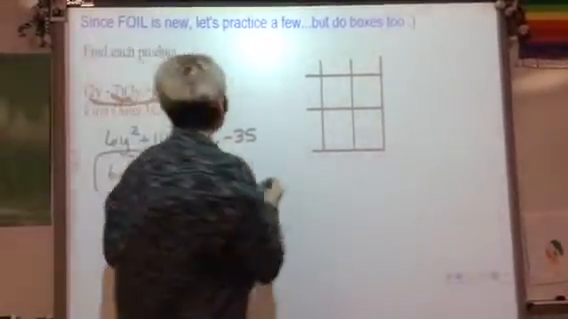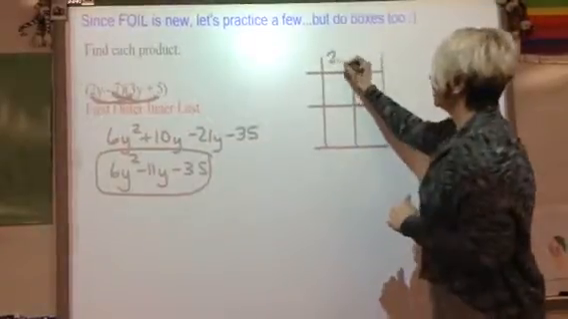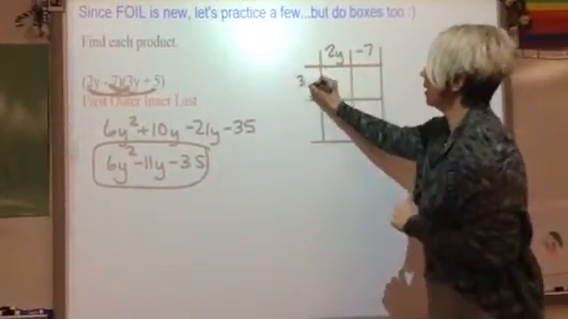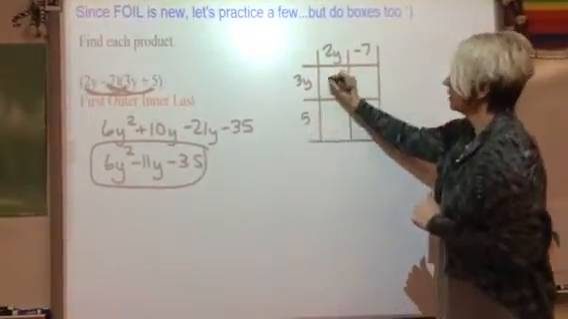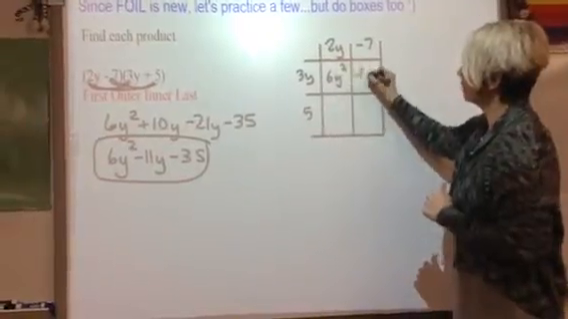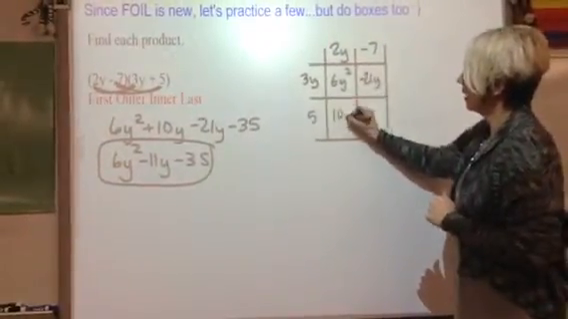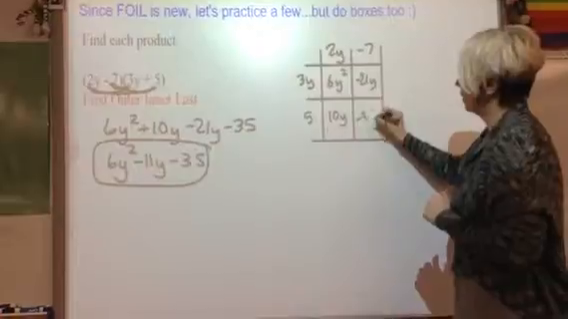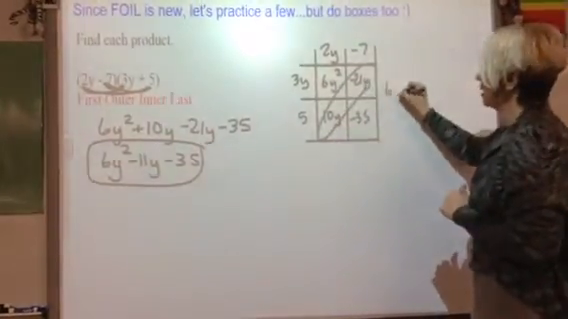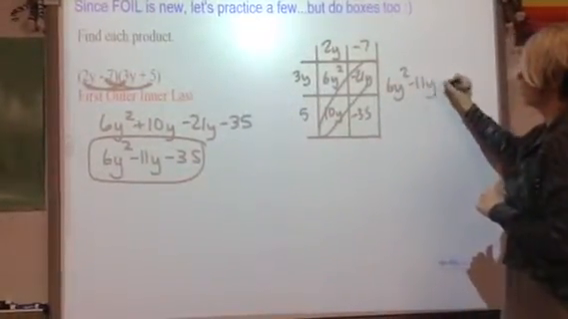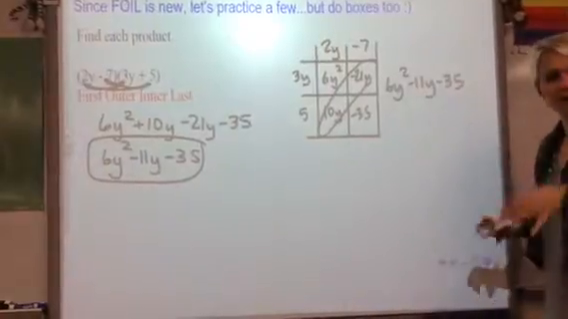How would you do boxes here? 2y minus 7, 3y plus 5. 6y squared, minus 21y, 10y, and negative 35. Diagonals combine, so you have 6y squared minus 11y minus 35. So practice the ones in your notes.